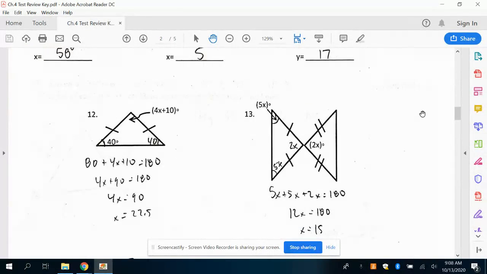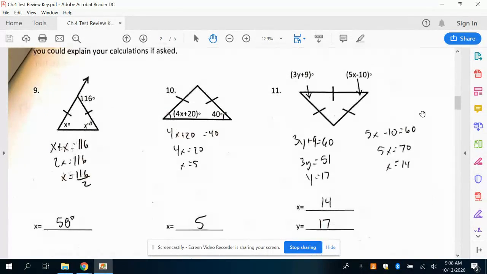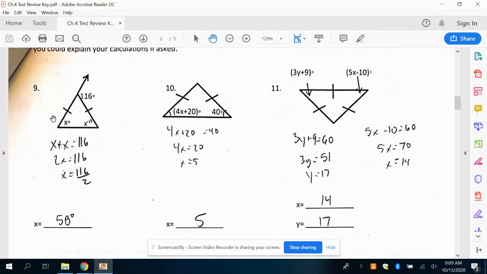Okay, so 9 through 13 are using the different types of triangles you learned in 4-5. So in 4-5, you learned about isosceles and equilateral triangles. So 9 and 10 are both isosceles, and really the key thing for 9 is realizing that since these two sides here are congruent, then these two angles across from the sides have to be congruent as well.